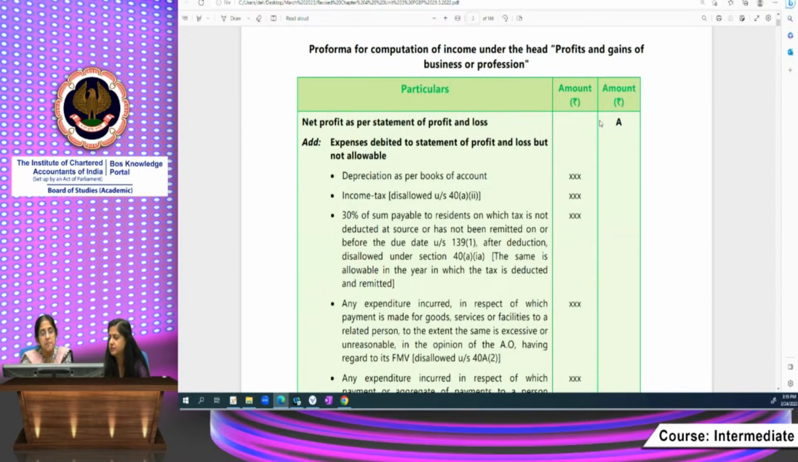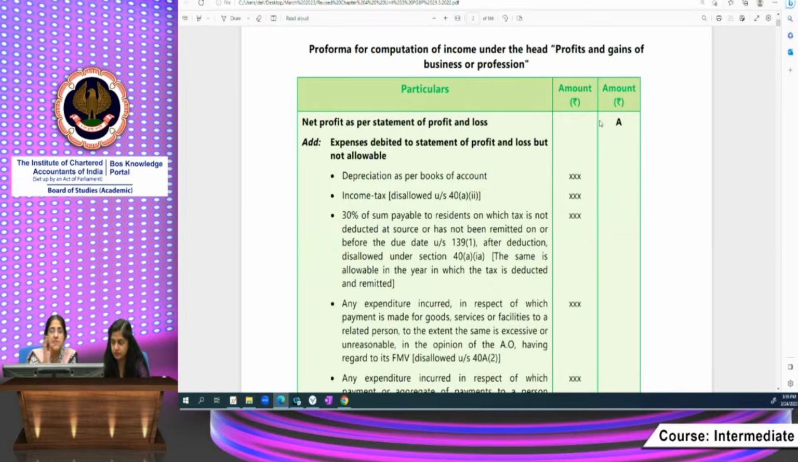So from the statement of profit and loss, first of all, you have to add up items which are debited there, but which are not allowable as per the provisions of the Act. So depreciation as per books of account, normally you add it back. Then you deduct depreciation as computed as per the Income Tax Act. That is something which you all know. In case the person is engaged in manufacturing and all those things, then you provide additional depreciation also.